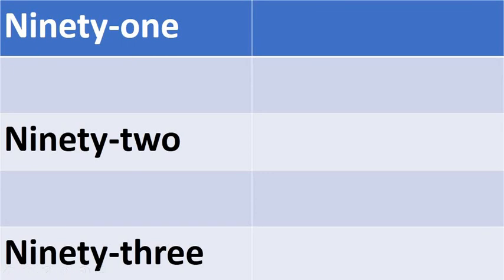Draw the line with the help of a scale. Completed. So let's start from 91. Ninety, one, 1. This will make number 91. Ninety, two, 2. 92.